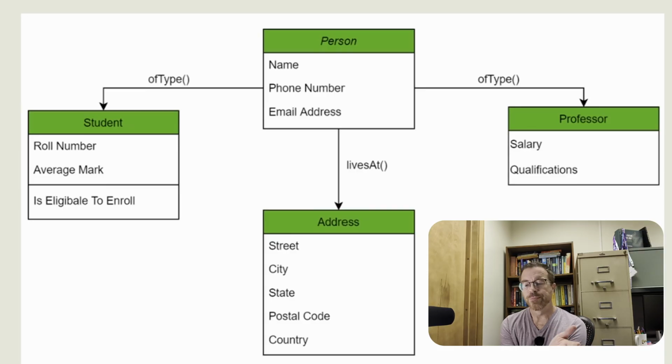If they're a student, it has their roll number, their average grades, and whether they are eligible to enroll in a course. If the type to the right is a professor, this database might have information on their salary and/or their qualifications. Do they have a PhD or not? And then if we look below, "lives at", this would be the address.